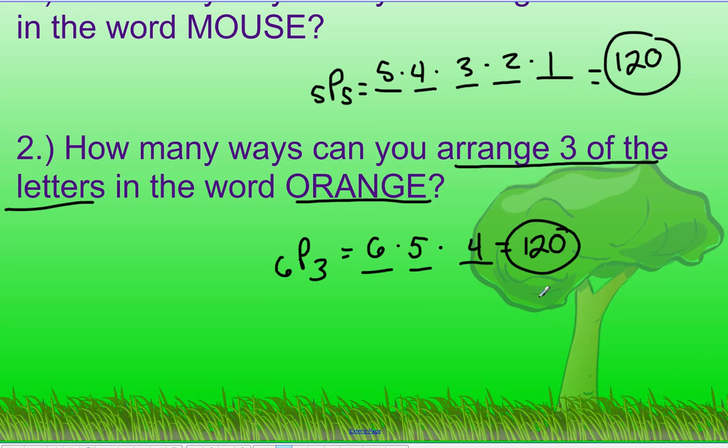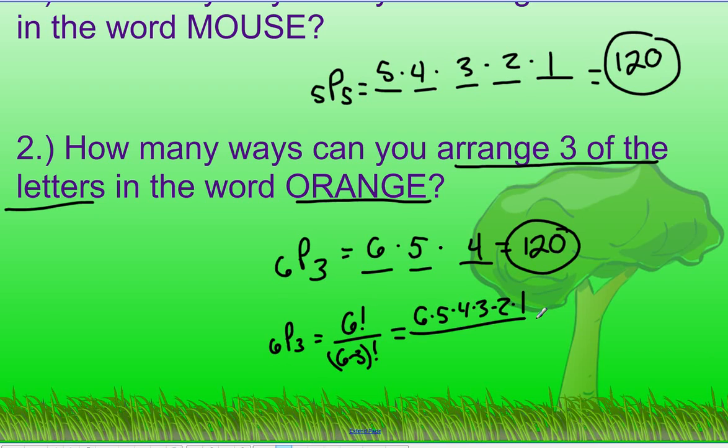Now, I'm going to show this using the nasty formula way, and you check it out. So we've got 6 permute 3, which means you get 6 factorial over 6 minus 3 factorial, which is 6 times 5 times 4 times 3 times 2 times 1 over 6 minus 3, which is 3, so 3 times 2 times 1. The 3's cancel, the 2's cancel, the 1's cancel, and look what you're left with. 6 times 5 times 4 is 120. So you choose the method you like.